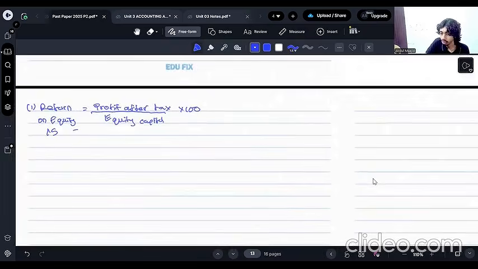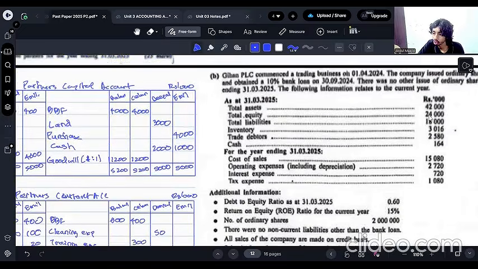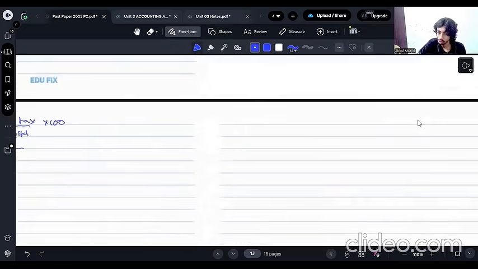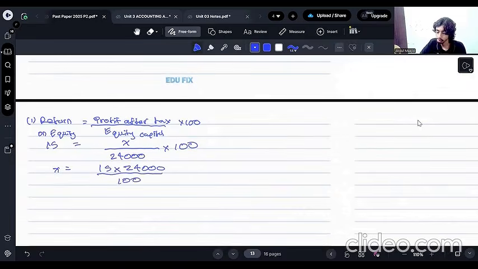Profit after tax, we don't know. Equity capital is given as 24,000, into 100. And how much will be profit after tax? That will be 15 into 24,000. This 24,000 you take to other side as multiplication and 100 will go to other side as division. That will be 15 into 24,000 divided by 100.